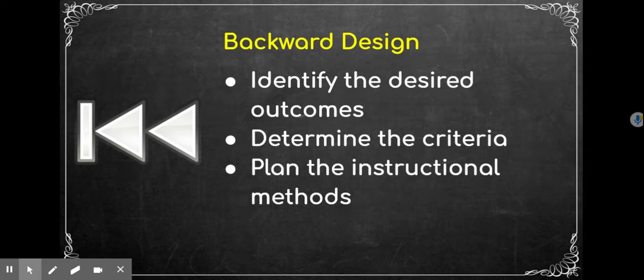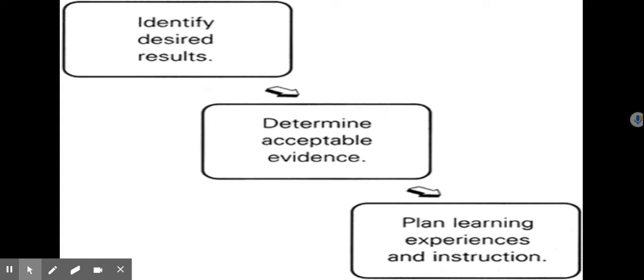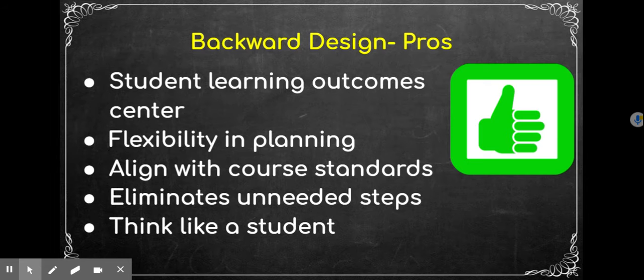This means you want to know what the end goal will be. Then you will start to think of how you're going to assess it. And finally, your last step is to plan the instructional methods. So identify results, determine how you are to get the evidence, and then start your planning. Some of the pros: this is a very student-centered learning model. There's a lot of flexibility in your planning.